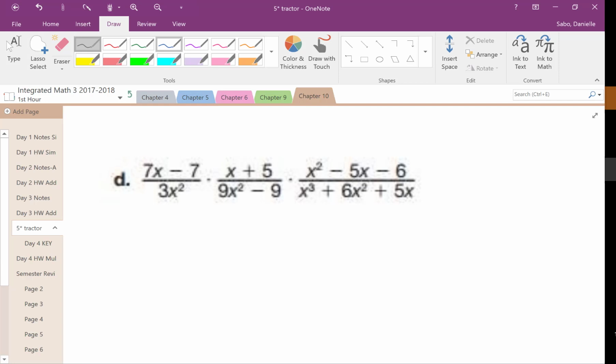All right. You need to take a look at every single piece. You have 6 of them. See if you can factor all 6 of them. Not all of them are going to factor, but a lot of them will. So you have to look here.